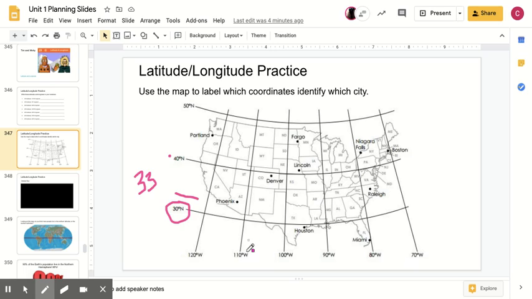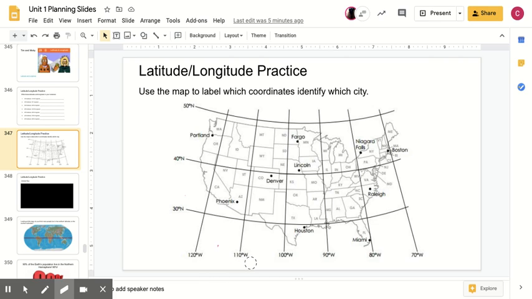And then the longitude is 112 degrees west. So I'm going to find the closest number to that, which is 110, and then I'm going to go a little bit farther west. So if I draw my lines at where I think 33 north is and 112 west is, I have come up with my first answer. Phoenix, Arizona is at 33 degrees north and 112 degrees west. I'm going to erase this and I'm going to do one more with you.